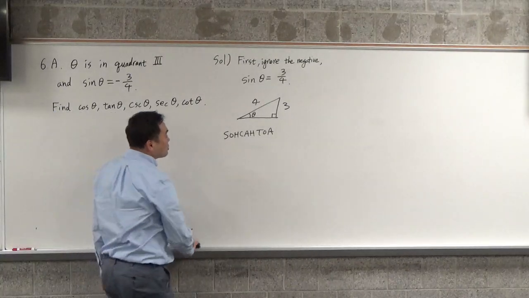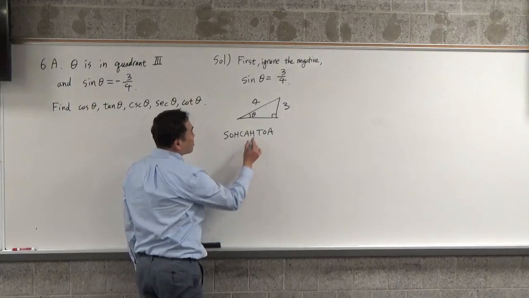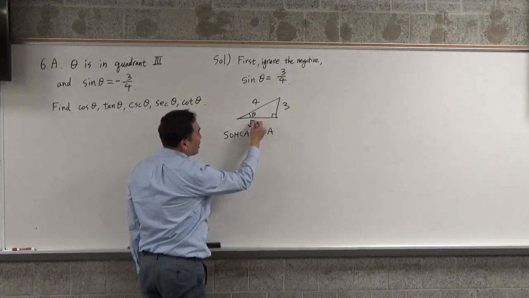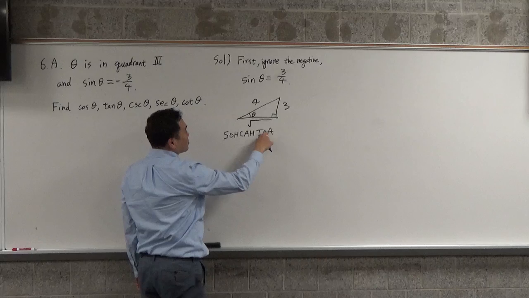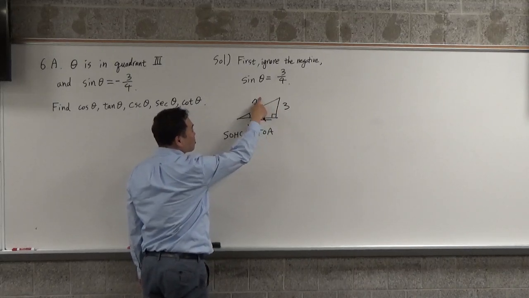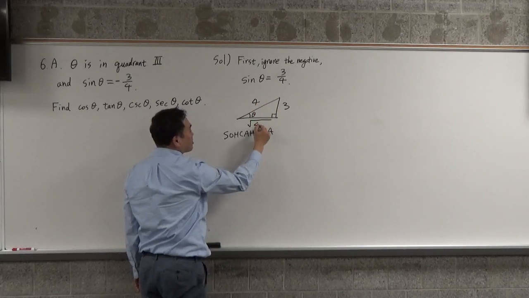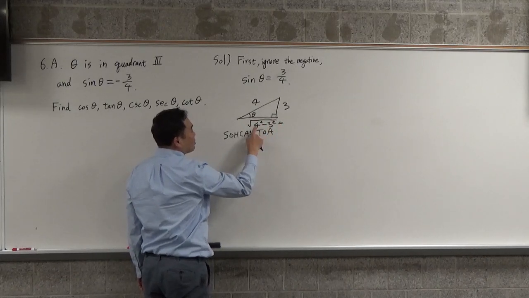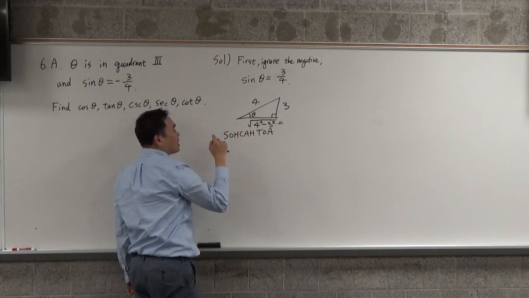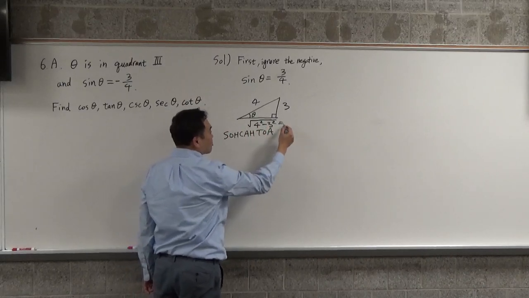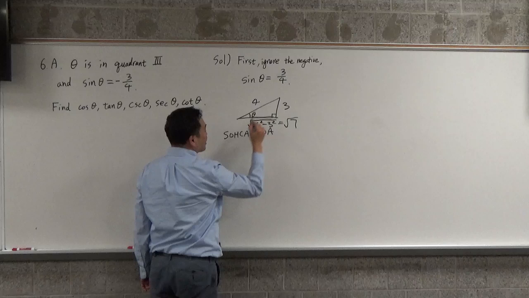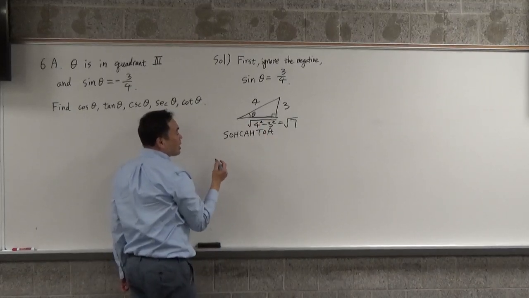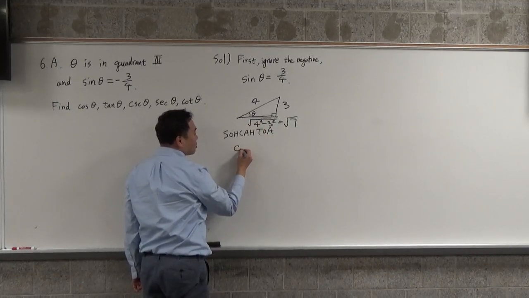So that's what you do, and then you're going to figure this out by using the Pythagorean theorem. Since this squared plus this squared is equal to 4 squared, if you do 4 squared minus 3 squared and take the square root, that will be this length. 4 squared is 16, 3 squared is 9, 16 minus 9 is 7, so square root of 7 will be this length. Okay, now that we have this, apply the cosine of theta.